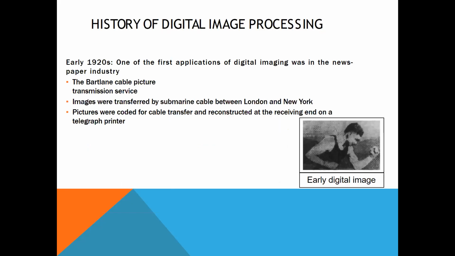So the history of digital image processing: in the early 1920s, one of the first applications of digital images was in the newspaper industry, like the Bartlane cable picture transmission service that was used at that time. Images were transferred by submarine cable between London and New York. There are a lot of submarine cables already in India under the water that we could use for image processing. Pictures were coded for cable transfer and reconstructed at the receiving end on a telegraph printer.